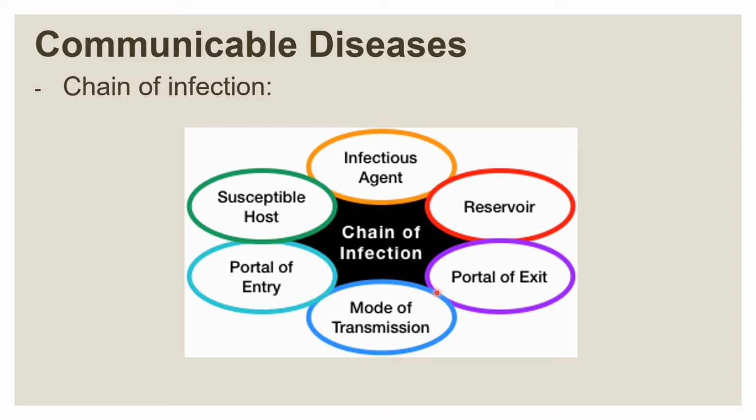We also have vehicles. When you say vehicle transmission, this occurs when these agents are present in inanimate objects. So they are carried or transported into our bodies through vehicle transmission. For example, we ate contaminated food. So the contaminated food is the vehicle. Or for example, we were able to consume something that's contaminated with feces or vomitus of an infected individual, then the transmission will be considered as vehicle transmission.